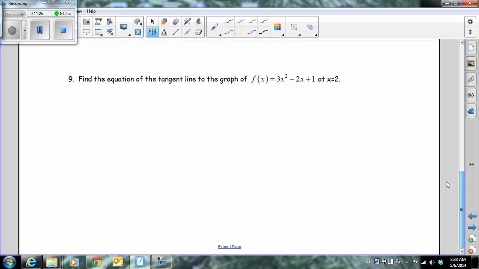Number 9, which is probably the last one, says find the equation of the tangent line to the graph of f of x equals this. Well, in order for you to find the equation of a tangent line, you need to find f prime of x first. And we will evaluate f prime of x at x equal 2 to find the slope, and we write the point slope formula. F prime of x is equal to 6x minus 2. Once I find this, I find f prime of 2. F prime of 2 will be 6 times 2 minus 2, which is equal to 10. And this represents my slope, so this is actually my m.